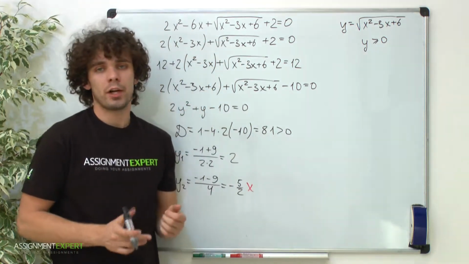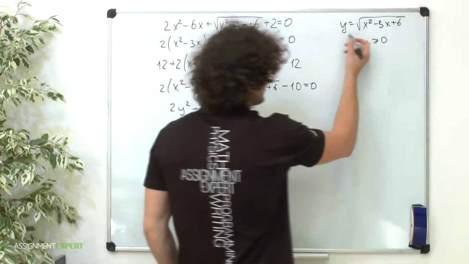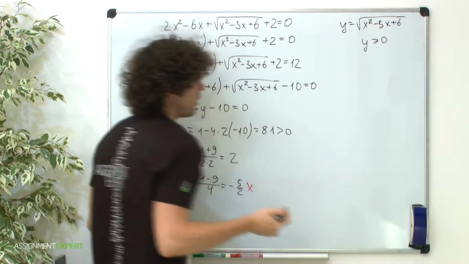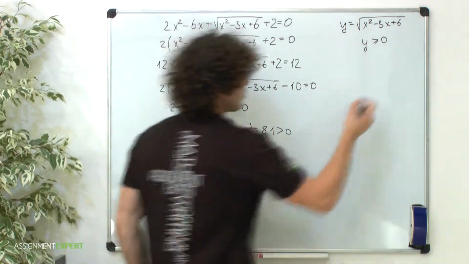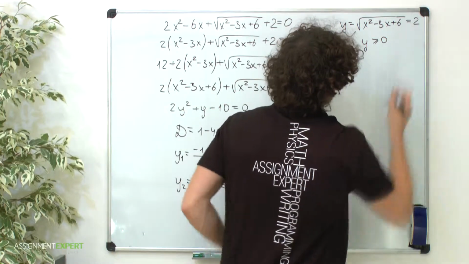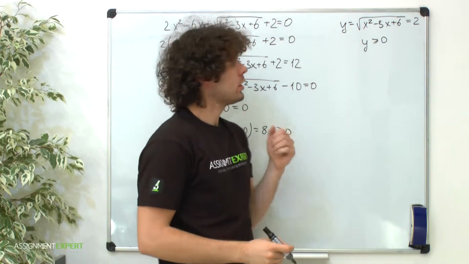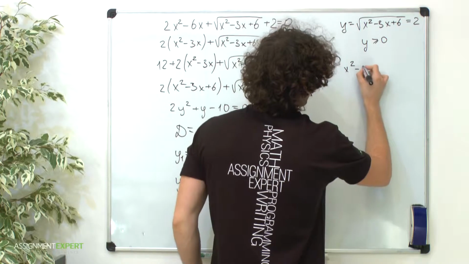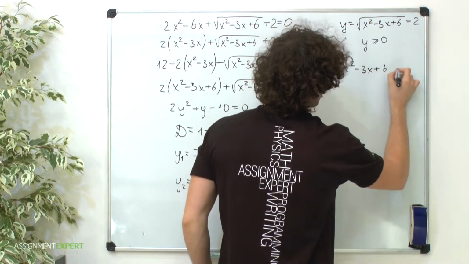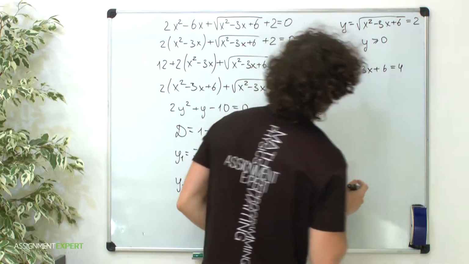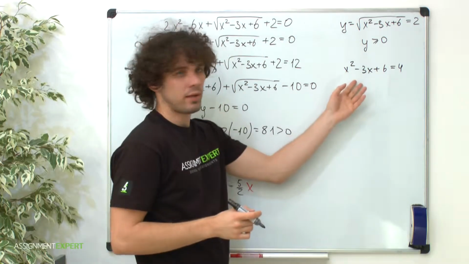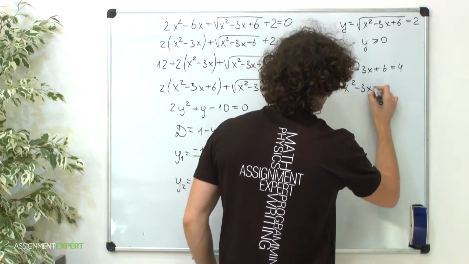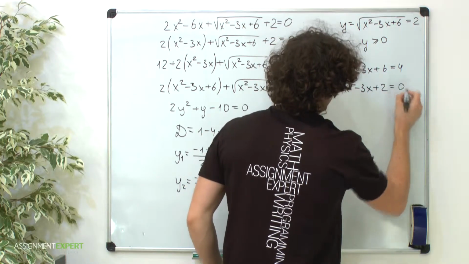Now we can return to variable x. We know that y equals the square root of x squared minus 3x plus 6, and we also found out that y equals 2. So here we have another equation. Let's raise it to square. We get x squared minus 3x plus 6 equals 4. And now we move 4 to the left and get x squared minus 3x plus 2 equals 0.